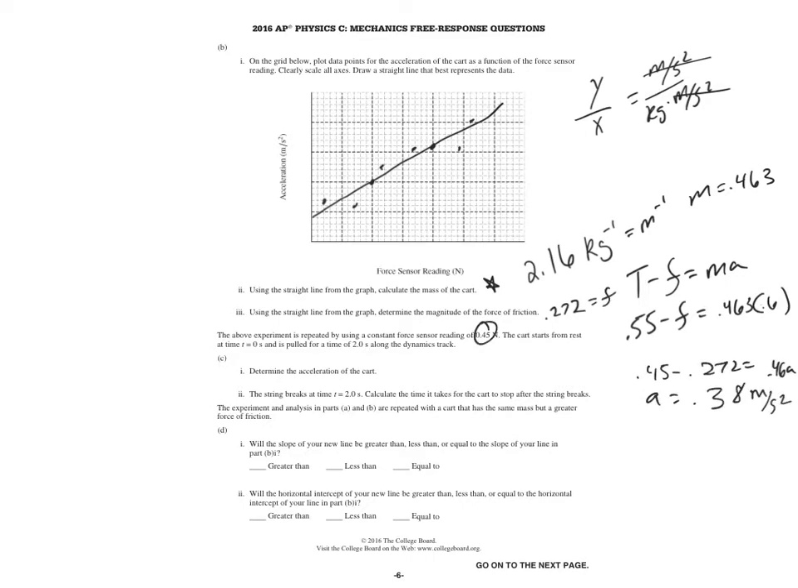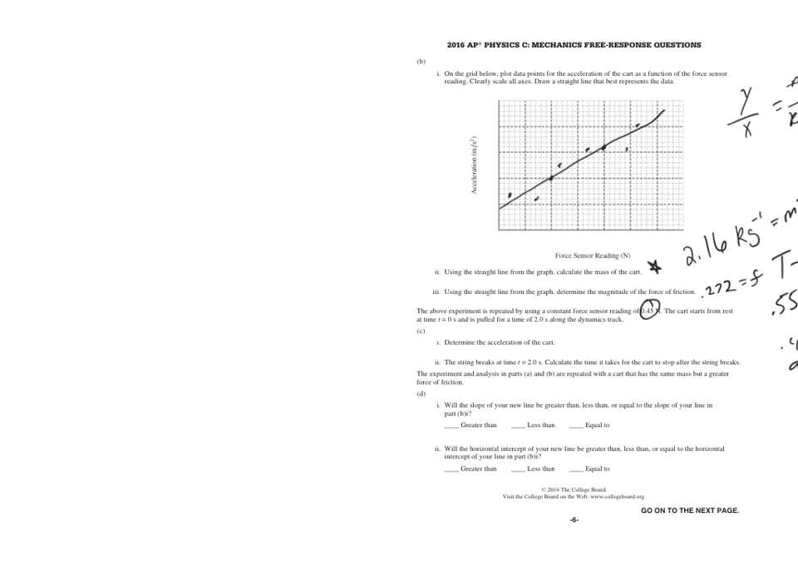And it says the string breaks at time equals 2 seconds. Calculate the time it takes for the cart to stop after the string breaks. Well, let's figure out how fast it's going before the string breaks. So it was accelerating at 0.38 meters per second squared, v minus v naught over 2. So it's going 0.76 meters per second whenever the string breaks.